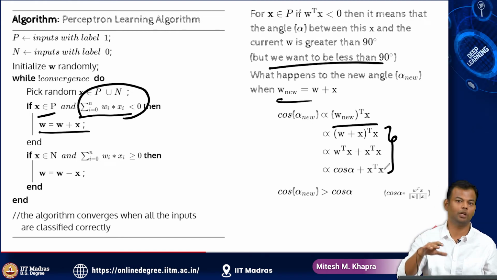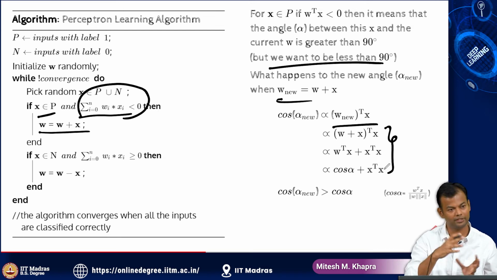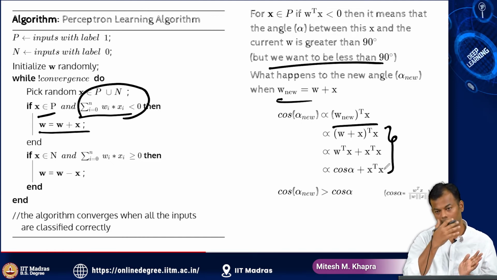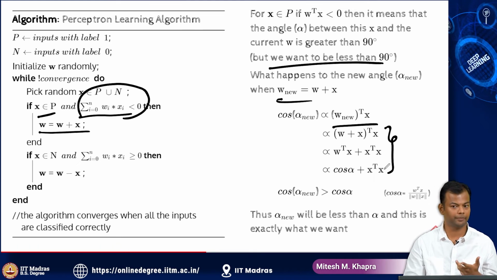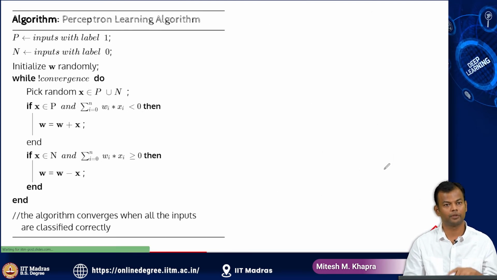If you add the denominator and all, you will realize that it's a trickier calculation, but the idea is just to give you the intuition, right? So, you understand now that with this update, the alpha actually becomes less than what it was currently, and that's exactly what I wanted, right? Let's look at the other case.